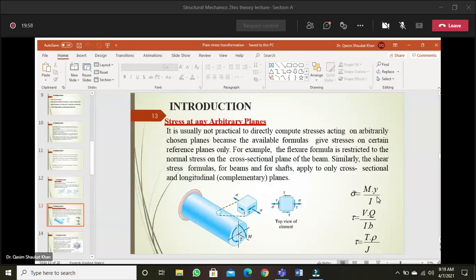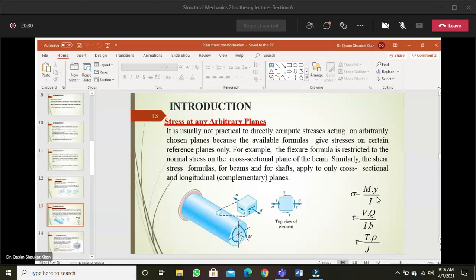The flexure formula is stress sigma. This is flexural stress. M is the applied bending moment. I is the moment of inertia. Y is the distance of the fibers from the neutral axis. So basically your flexure stresses will be directly proportional to the distance from the neutral axis. As you move away from the neutral axis, your flexure stresses will start increasing.